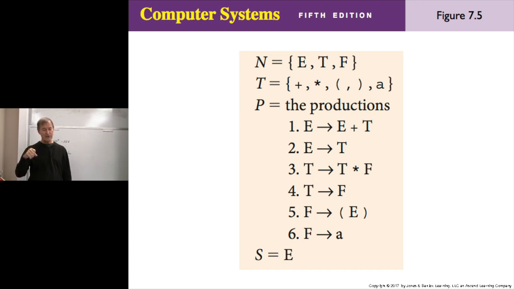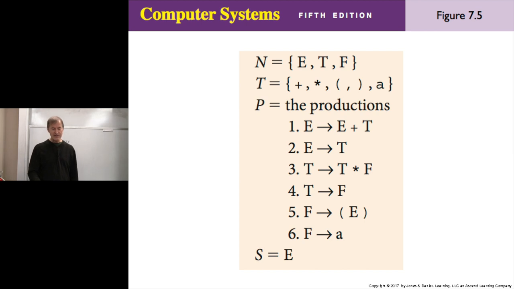And then how do we get open and closed parens? A factor produces a left paren concatenated with an expression, concatenated with the right paren. And then the F produces A, the last one. And then the start symbol is E, the expression.